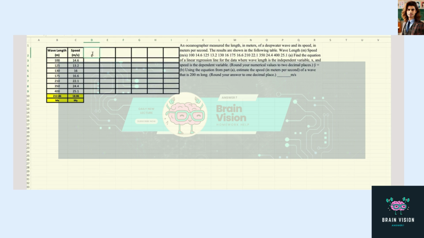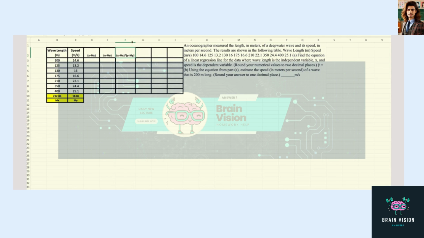Okay, so I'm going to take x minus the mean of x, and then I'm going to do y minus the mean of y. And then I'm going to do x minus the mean of x multiplied by y minus the mean of y. Let me make that a little bit bigger. Okay, so that's what I'm going to do first.